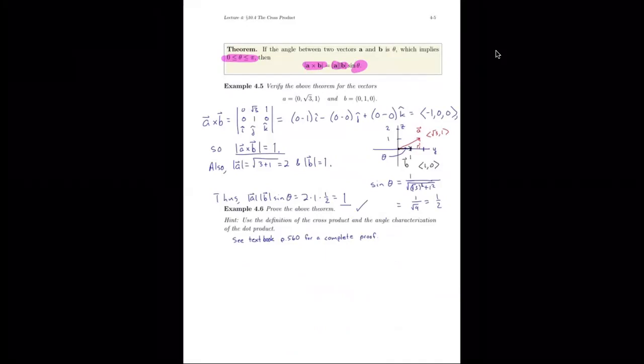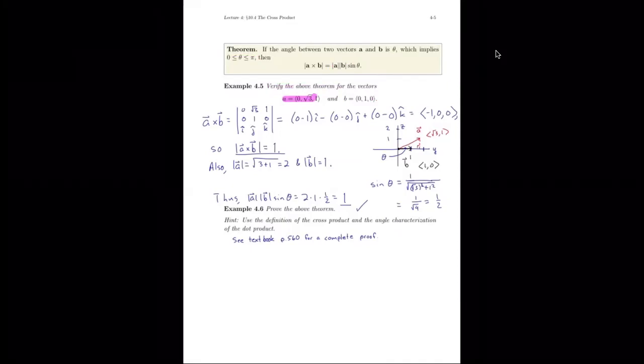Or, okay, the least angle, not an angle between 0 and pi formed by A and B, which all vectors have, every pair of vectors. So we're asked to verify this theorem for the given vectors right here. We're not exactly proving the theorem, we're just checking that this theorem holds true for these two vectors.